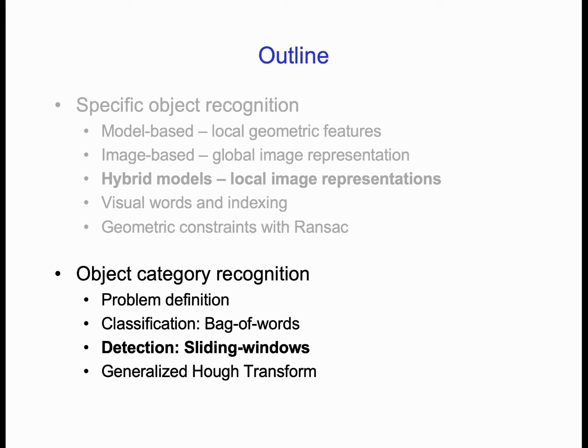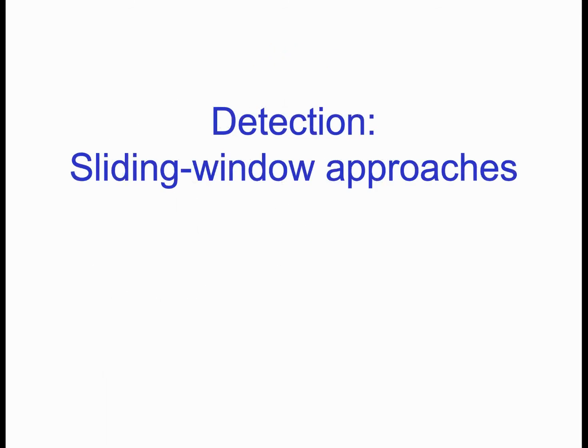The second subproblem in object category recognition is detection. And for detection, we will actually look at two different approaches. One of them is sliding windows, and the other one is generalized Hough transform. So let's start with the sliding window approach.